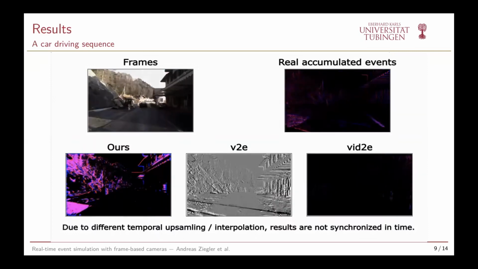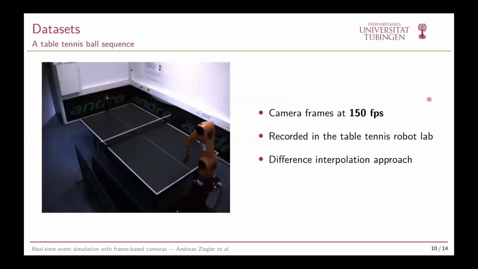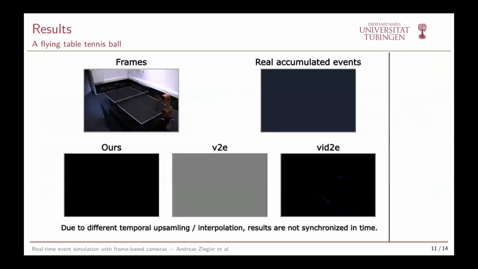A second dataset is a table tennis ball sequence where a camera runs at 150 frames per second. It's recorded in our table tennis robot lab, and it uses the difference interpolation approach.